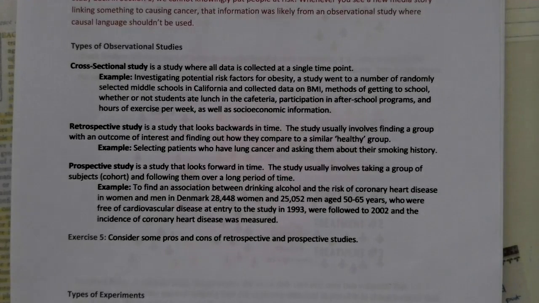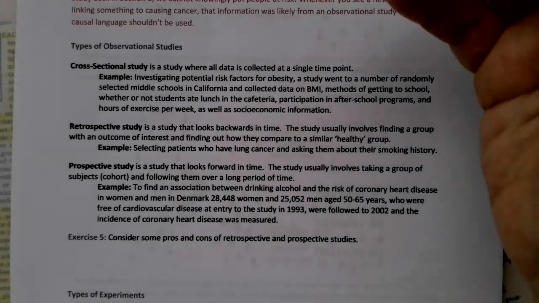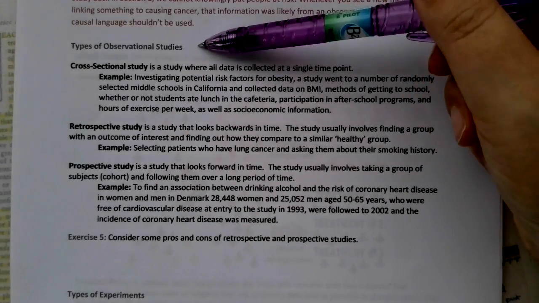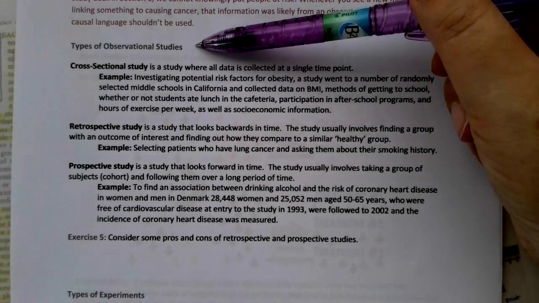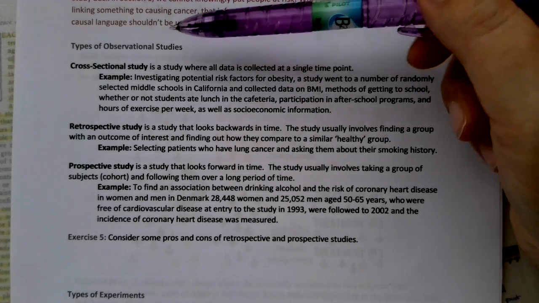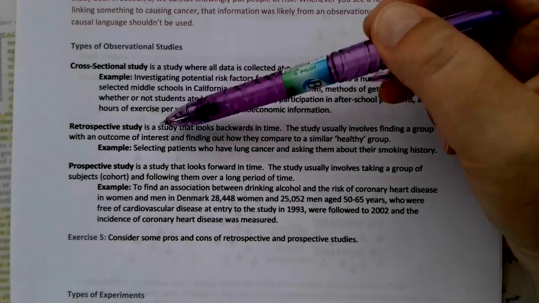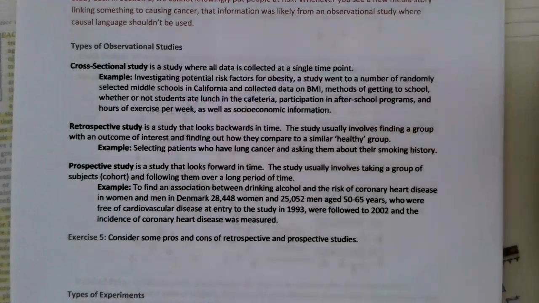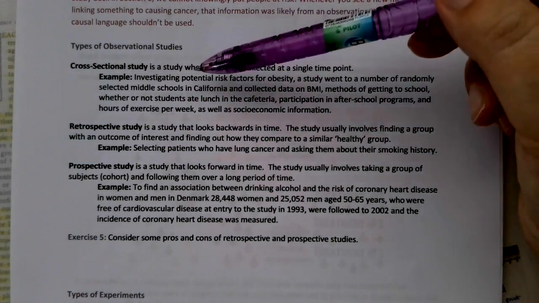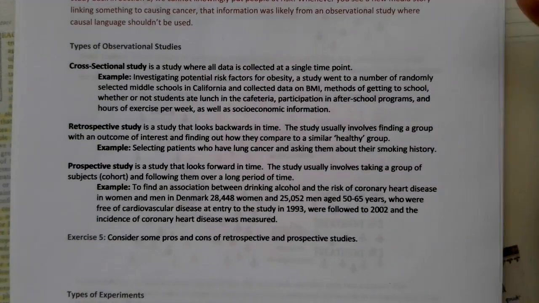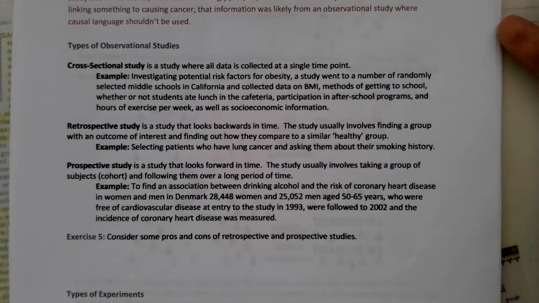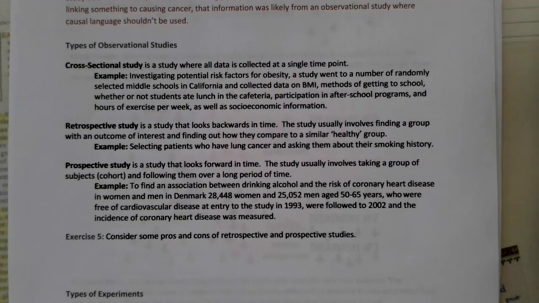Okay, guys, so let's talk about the types of observational studies. We are going to talk about three types: cross-sectional study, retrospective study, and prospective study. The cross-sectional study is when the information is collected now.